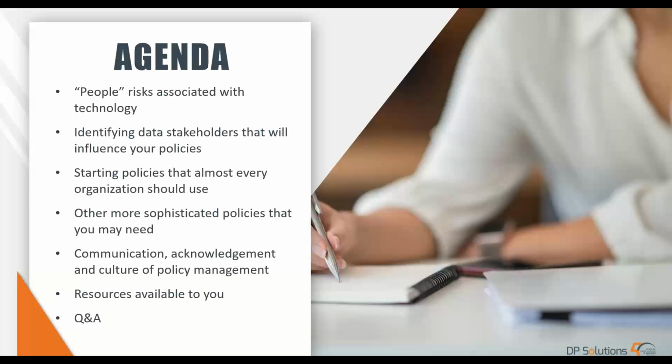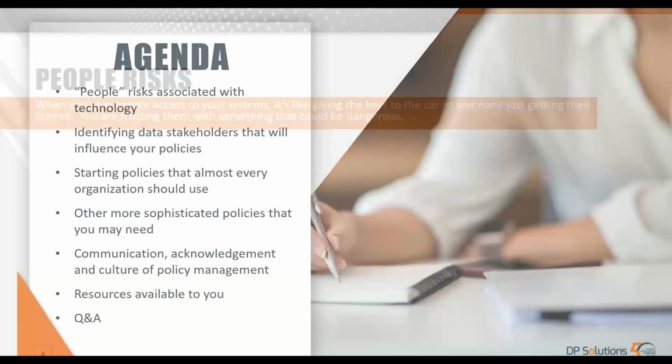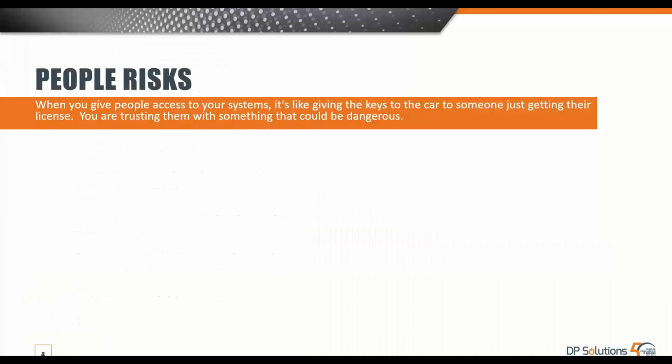And then, of course, Q&A. We are very much looking to engage with you guys. I want to make sure I leave some time at the end just to talk about what your concerns are. So anyway, let's start with people risks. As I said, it's giving the keys to the car to someone just getting their license. You're trusting them with something that could be very dangerous.